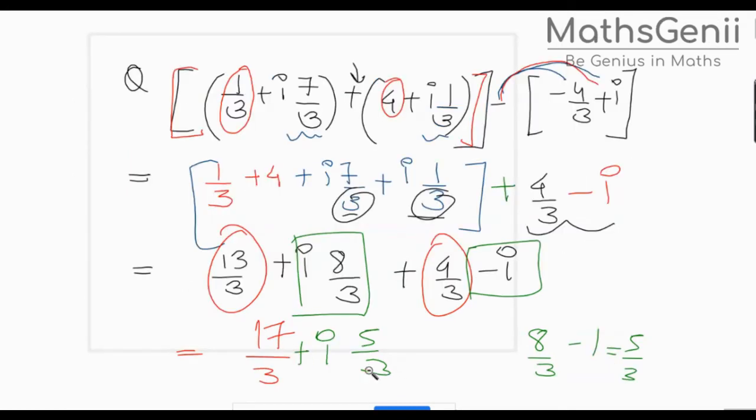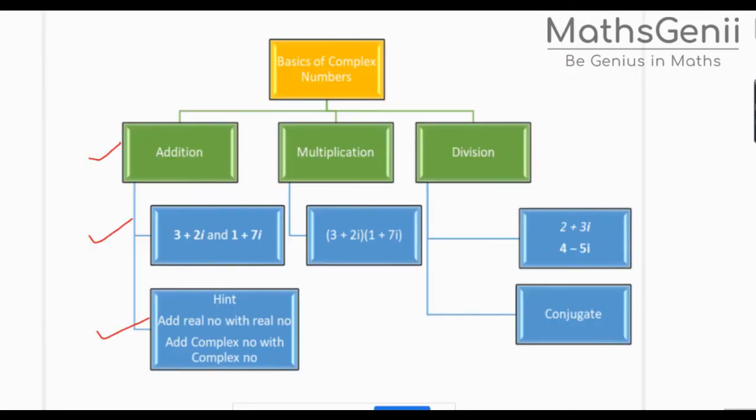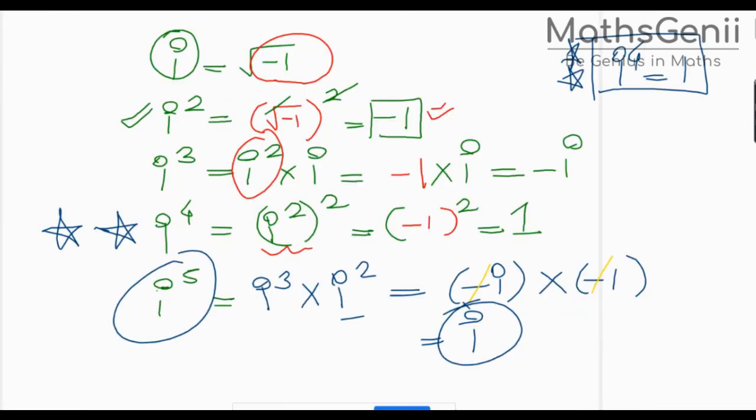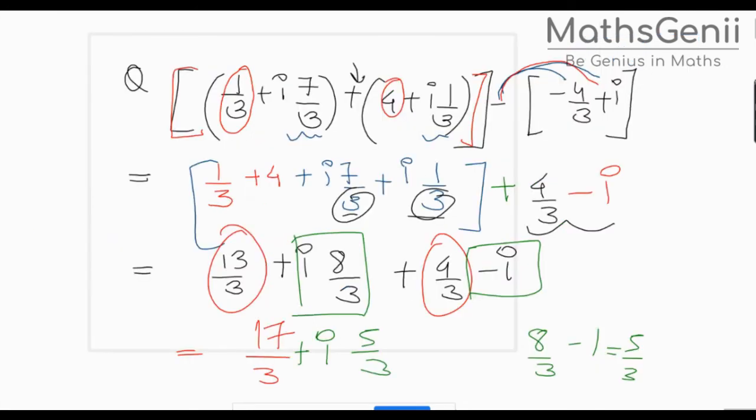So to sum it up, we looked at how to add, how to multiply, and how to divide. You keep these hints in mind, you will be able to solve any question. Lastly, before I go, this is the most important slide. You might as well make a chart of it and read it every day so that you will be proficient with the concepts.